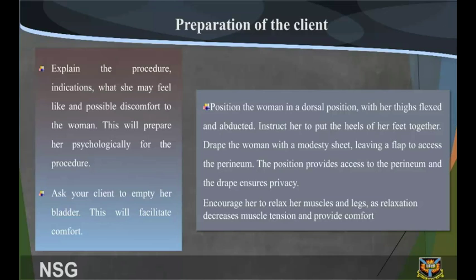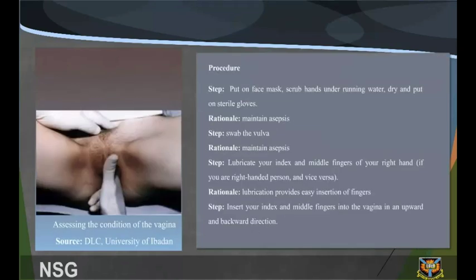Drape the woman with a modesty sheet, leaving a flap to access the perineum. The position provides access to the perineum and the drape ensures privacy. Encourage her to relax her muscles and legs, as relaxation decreases muscle tension and provides comfort. Procedure. Put on face mask, scrub hands under running water, dry and put on sterile gloves. Maintain asepsis. Swab the vulva.